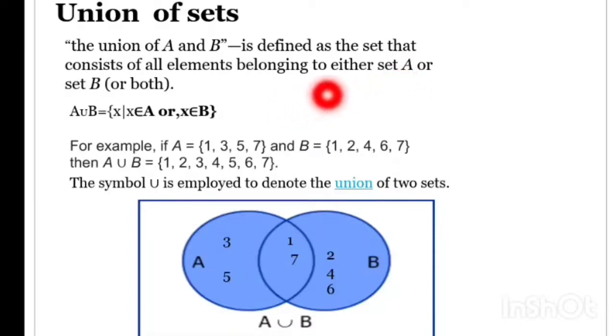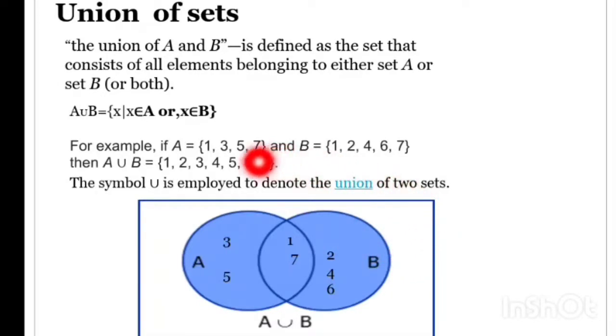That is, if A and B are two sets, then their union will be the set which contains the elements that are either in set A or in set B or in both A and B. It is symbolically represented by A union B is equal to X such that X belongs to A or X belongs to B. This Venn diagram represents the union of two sets.